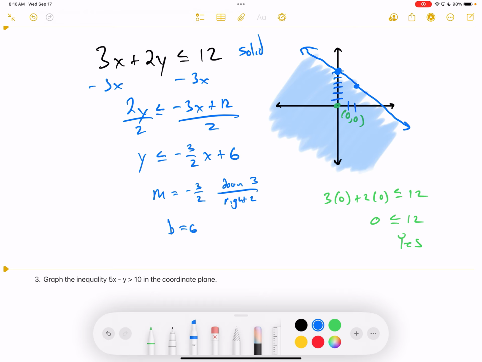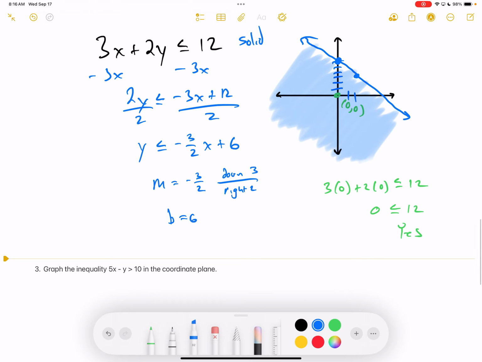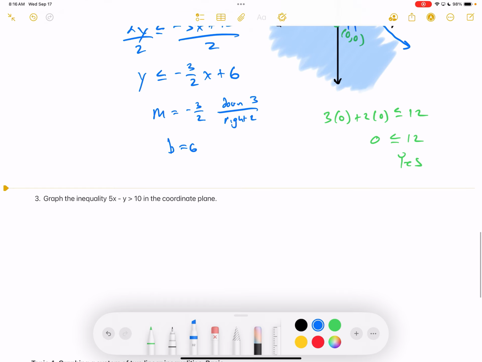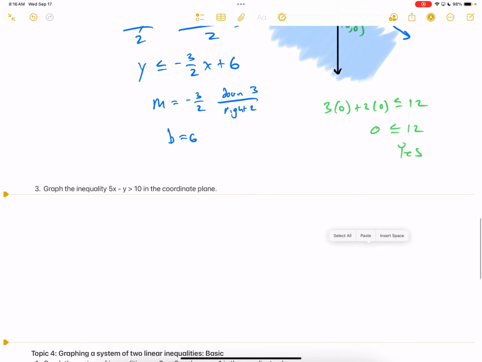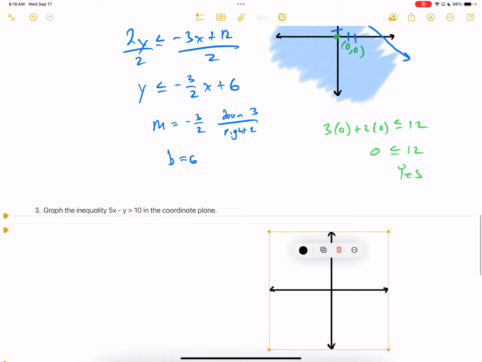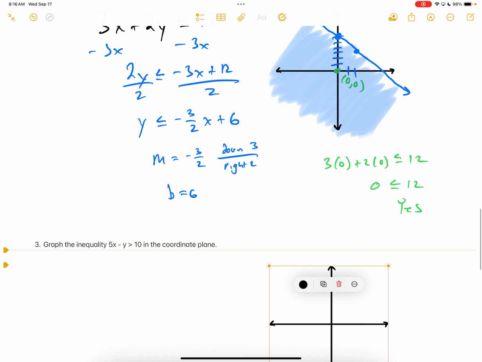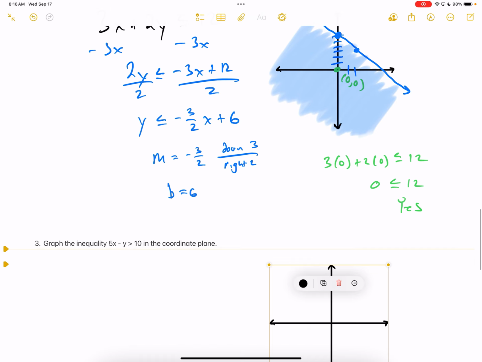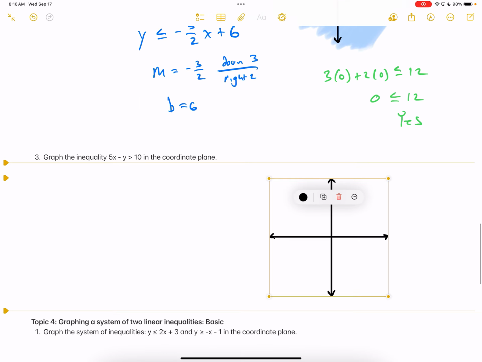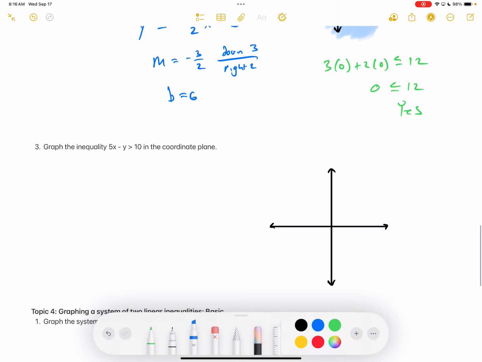We haven't gotten one that's false yet. Hopefully the next one is. All right, next one.